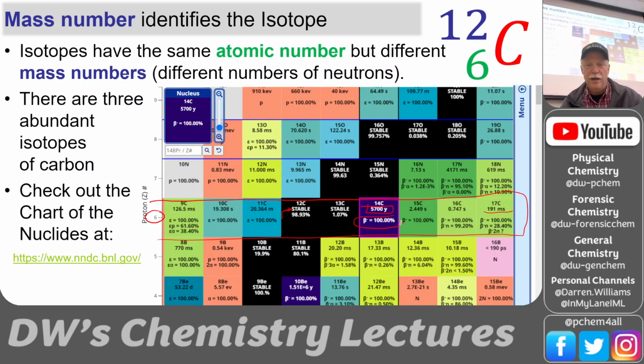This beta right here means this is 100% beta decay. So when it goes from a carbon 14 to some other more stable element, it spits out a beta particle. Other nuclides will spit out alpha particles. Like here's beryllium 8, and beryllium 8, 100% alpha.